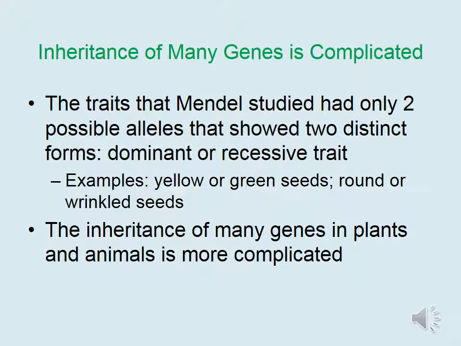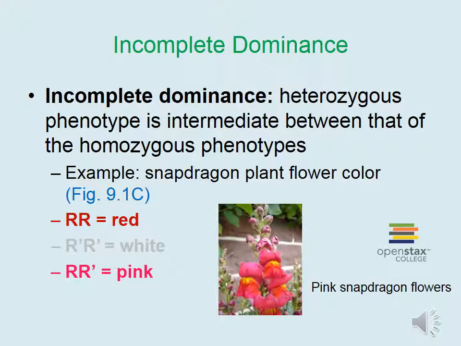The traits that Mendel studied had only two possible alleles that showed two distinct forms, either the dominant or recessive trait. Examples included yellow or green seeds or round or wrinkled seeds. However, we now know that the inheritance of many genes in plants and animals, including humans, is much more complicated.